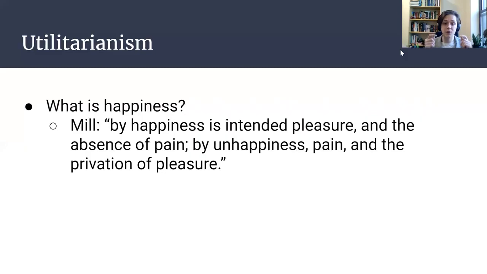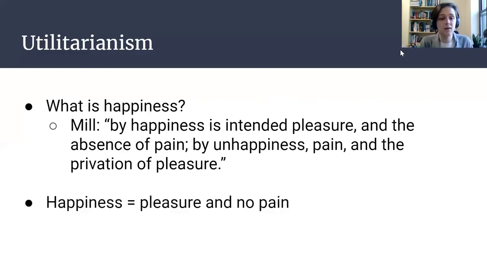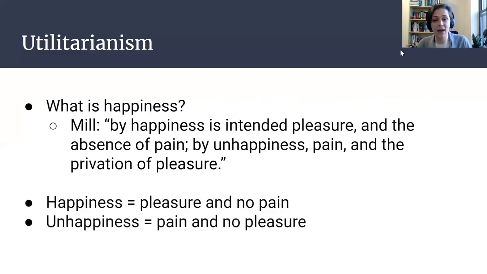And so Mill, John Stuart Mill, says that by happiness is intended pleasure and the absence of pain. So happiness is pleasure without pain. And he says, by unhappiness, I intend to mean pain and the privation of pleasure. So happiness means having pleasure and no pain. Unhappiness means having pain and no pleasure. So the more pleasure you have in your life, the happier you are. The more pain you have in your life, the unhappier you are.